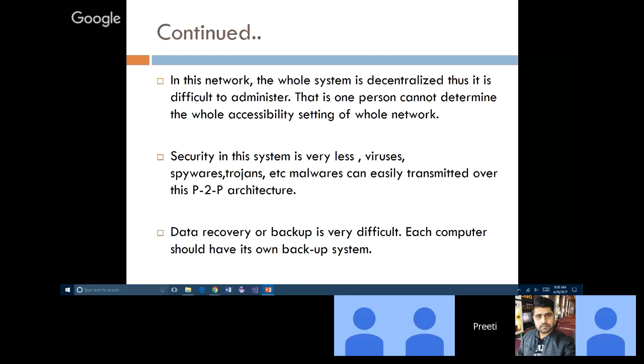Security in this system is very low. Viruses, spyware, trojans, etc. can be easily transmitted over this architecture. Similarly, data recovery or backup is also very difficult. Each computer should have its own backup system.